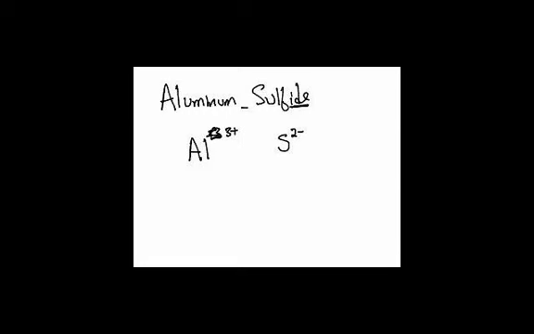Now, look at this. Do they add up to 0? Positive 3 and negative 2 does not add up to 0. So I need some additional negative charge, so I'm going to add another sulfide. Do they add up to 0? No, they do not. I need some more positive charge, so I'll add another aluminum. Do they add up to 0? This side adds up to positive 6, and this side adds up to negative 4. That is still not working. But if we put another sulfide, now we have positive 6 and negative 6.